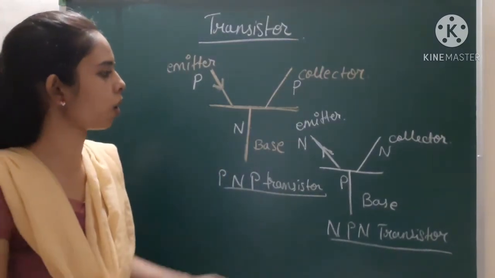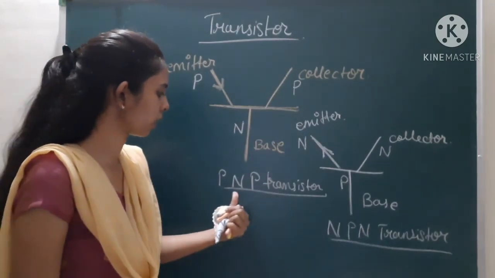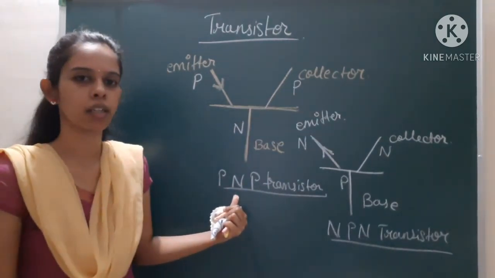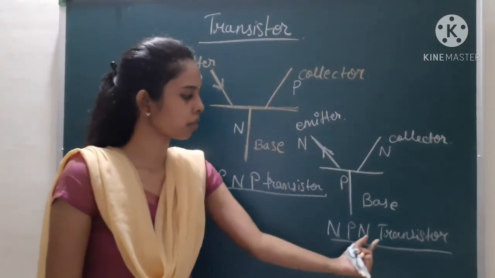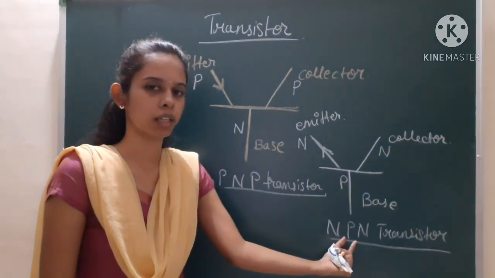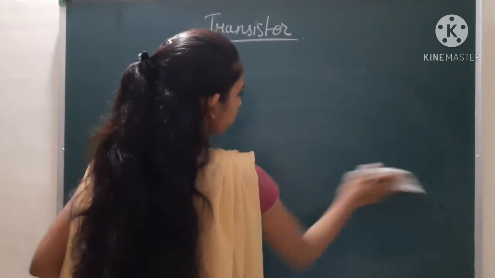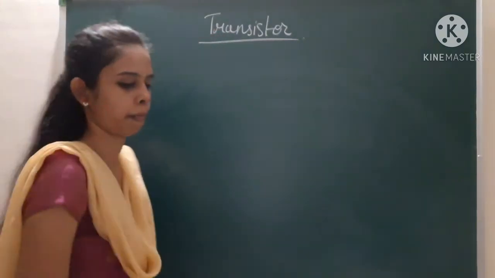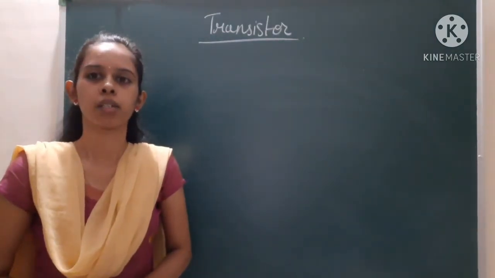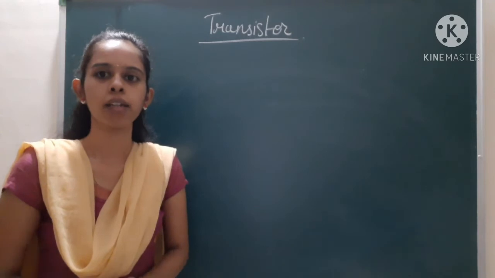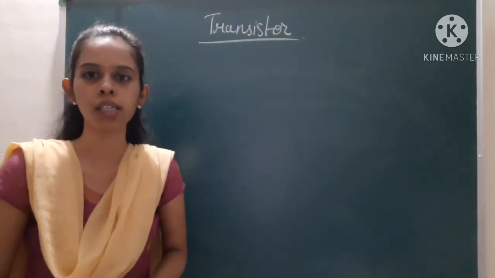So this is all about the transistor. This PNP transistor is nothing but N type of semiconductor sandwiched between P type of semiconductor. Over here the NPN transistor is nothing but P type semiconductor sandwiched between N type of semiconductor. Now these three terminals are called the base, emitter and collector. How can we differentiate these three terminals?